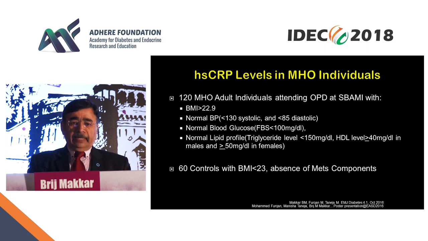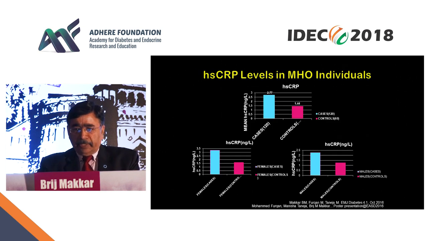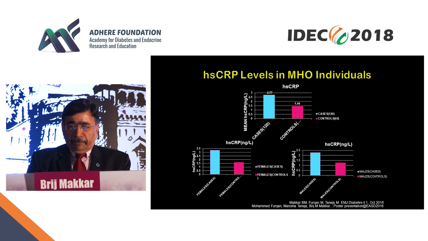Now, we compared this with 60 healthy controls with BMI less than 23, which is the cutoff for normal body weight in the Indian setting. And we measured their HSCRP levels. And we know HSCRP is an important marker for vascular inflammation. And look at the results. Even within metabolically healthy obese, the HSCRP levels were almost twice as high as compared to the lean counterparts. So there is sufficient inflammation at the vascular level happening in these individuals.